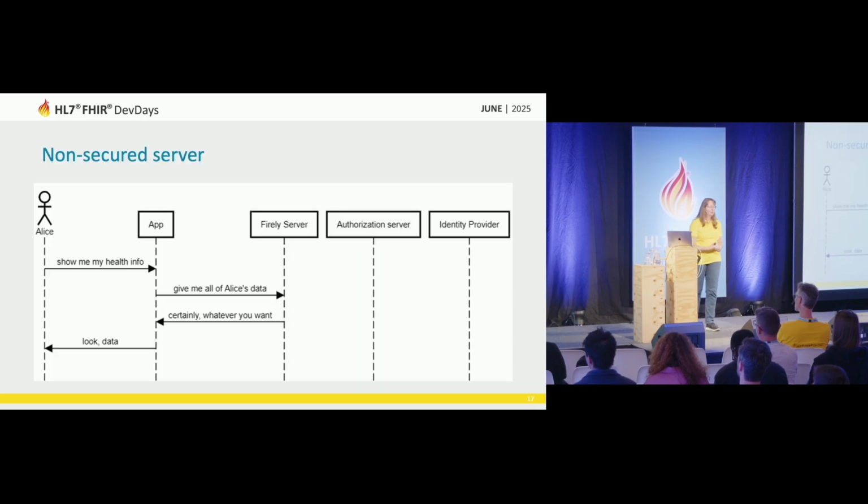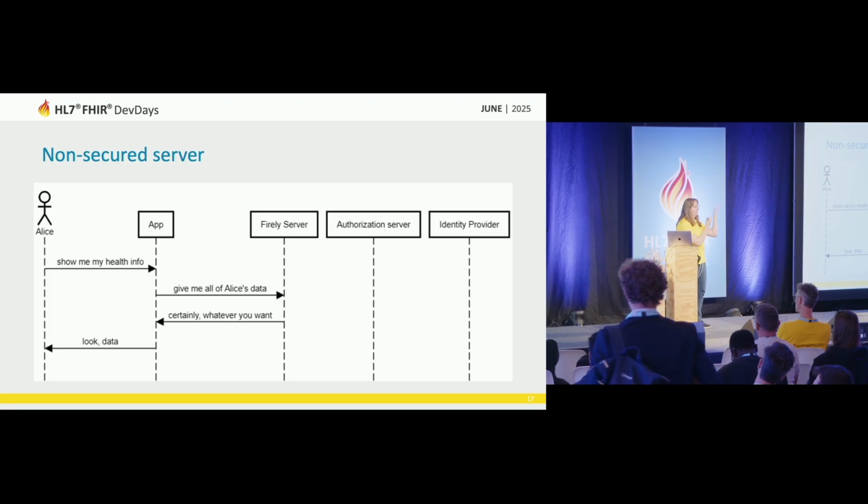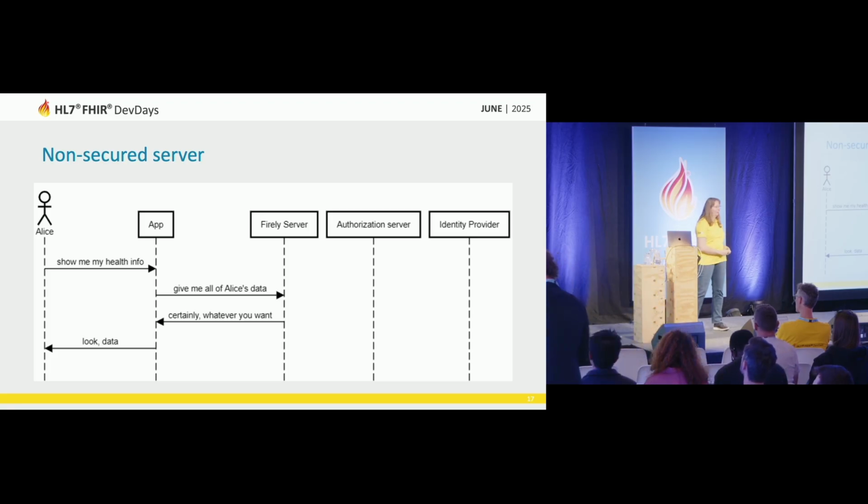And now, just to take a look at the use case here. I have a server, and in this case, it's a non-secured server. So we have Alice, our user, and she's going to start an app. So she says, start the app, I want to see my healthcare info. The app will reach out to the server and say, hey, give me all of Alice's data. Well, the server's not secured, so it says, okay, here you are. Well, that's, of course, what we do not want if we want to have secure communication.